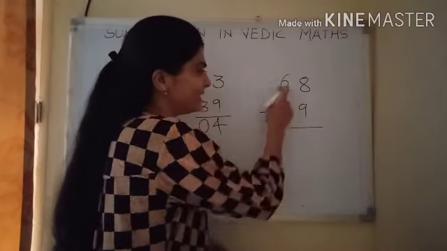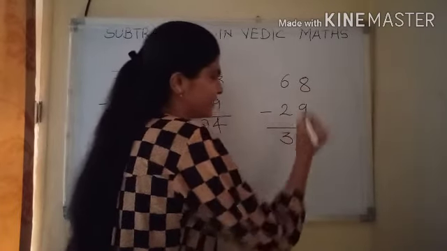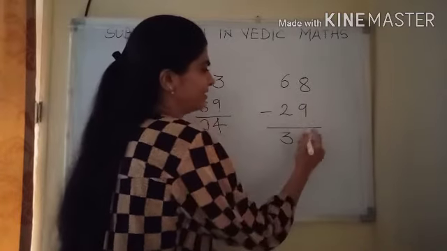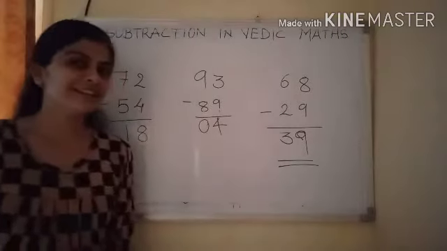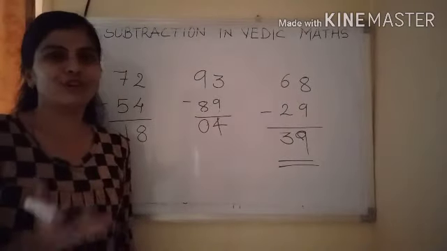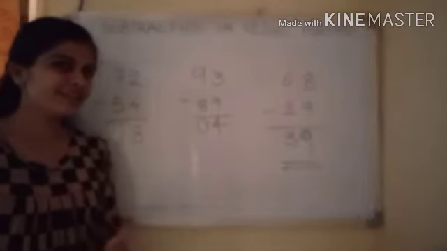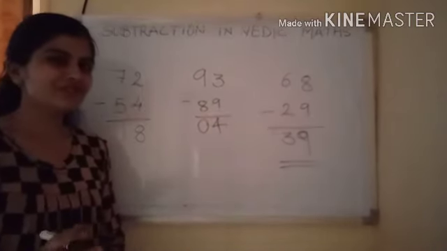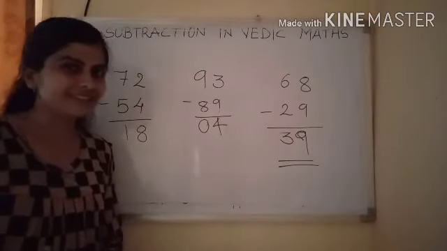6 first. 6 minus 2, that is 4. But next is mismatch. So we will write 3 and it is mismatch. So 1 and 8, that is 9. Answer is 39. Verify it with your own answer. Hope your answer is also correct. If it is correct, congratulations. And if it is wrong, don't worry. Keep on practicing and you will get the correct answer.